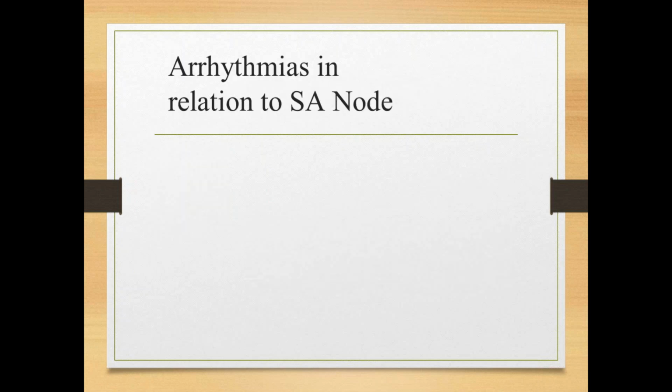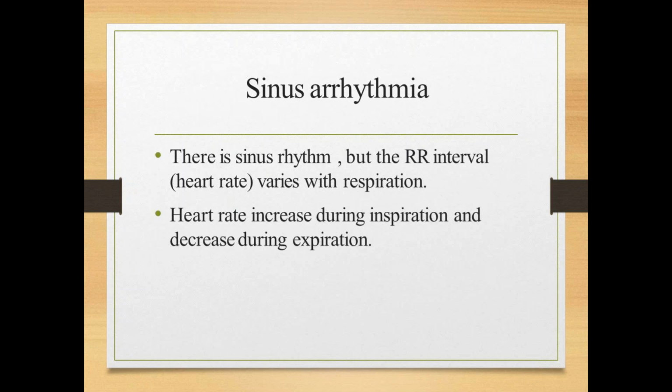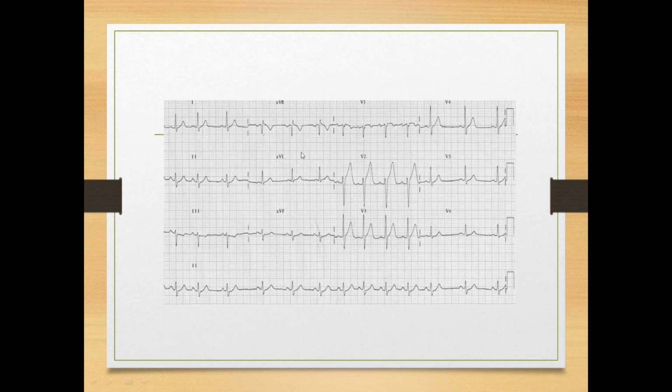So arrhythmias in relation to SA node. There's a sinus arrhythmia. In here, this is a sinus rhythm, but the RR interval varies with respiration. This is a normal aspect only, but varies with the respiration. Heart rate increases during inspiration and decreases during expiration. This is an ECG of a sinus arrhythmia.